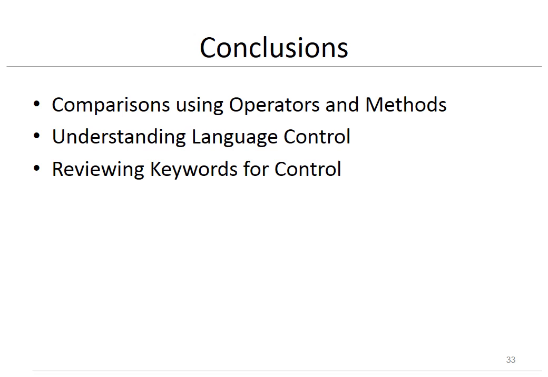To conclude, in this chapter we started by reviewing comparisons using both operators and methods. We then discussed various methods for language control, such as if-then statements, for, while, and do-while loops, and switches. We also elaborated on keywords to further refine control, such as return, break, and continue. The concepts presented here will be used throughout the remainder of this course.